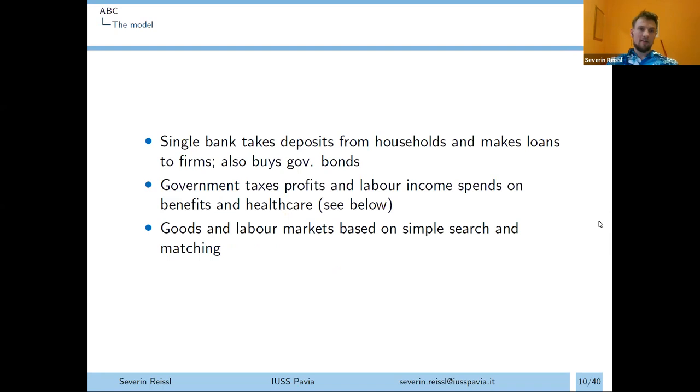There's a single representative bank, if you want, in the model, which takes deposits from the household sector and makes loans to firms. And this bank also buys government bonds. Then there's a government, which in our case taxes both profits and labor income, and it spends on benefit payments, as well as on maintaining a healthcare sector that I'm going to talk about below. And all the markets in this model, the goods and labor markets, are based on a very simple search and matching mechanism that I'm going to describe in more detail when I come to the extensions that we introduce for this paper. So what are the modifications that we make?